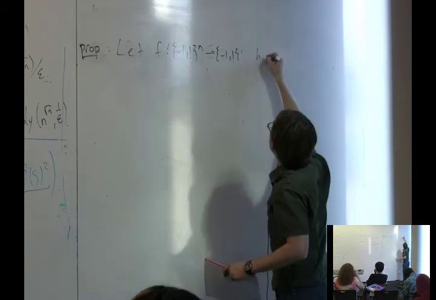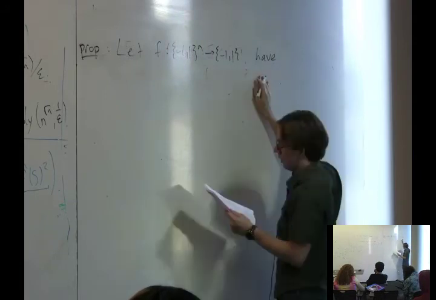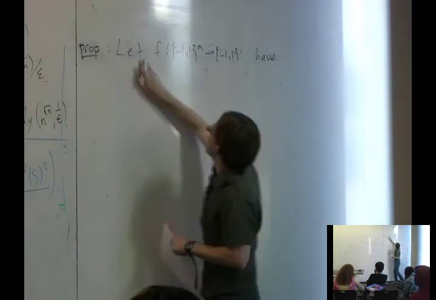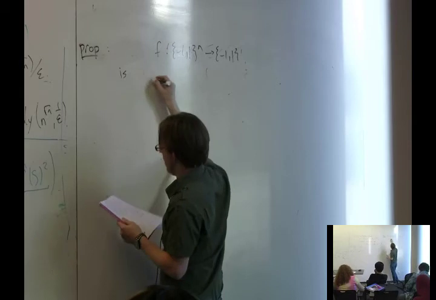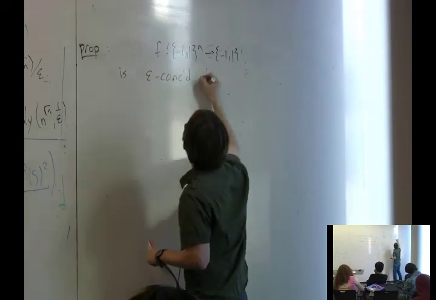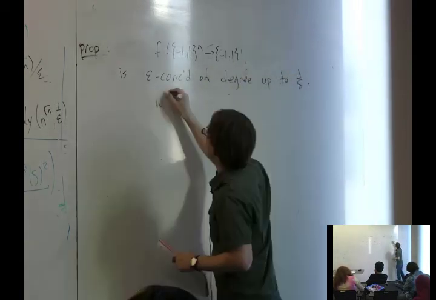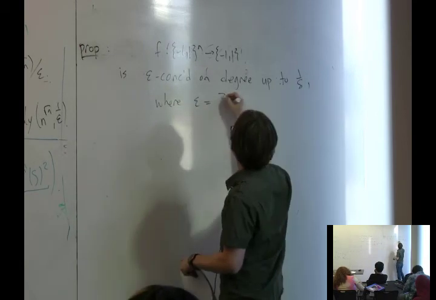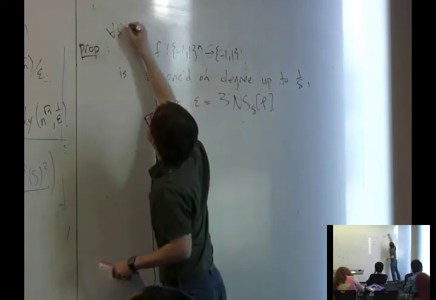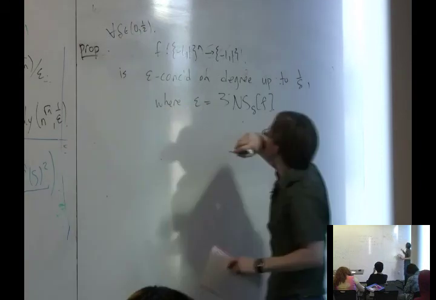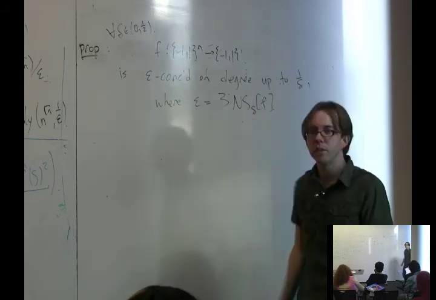Any function f is epsilon concentrated on degree up to 1 over delta, where epsilon is, let's say, 3 times the noise sensitivity at delta. This is for all delta between 0 and a half, let's say. So for any delta, you get concentration up to degree 1 over delta as long as the noise sensitivity at delta is small.